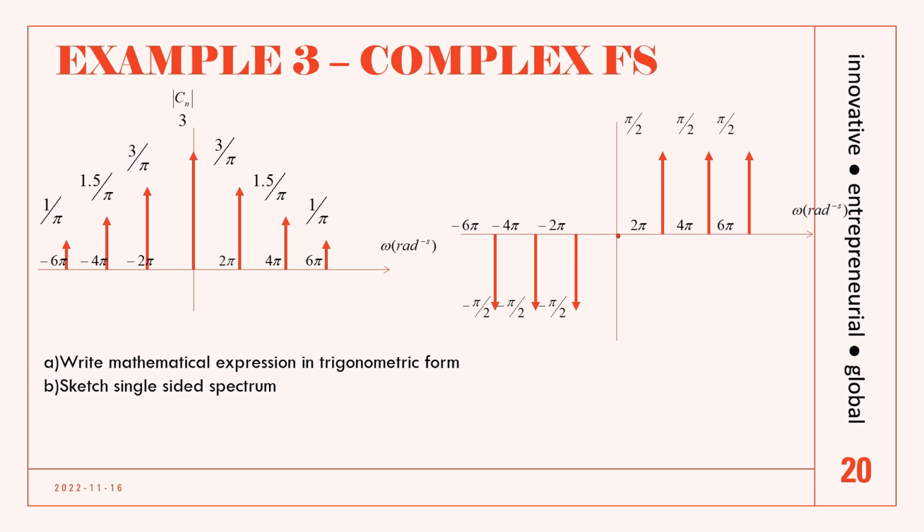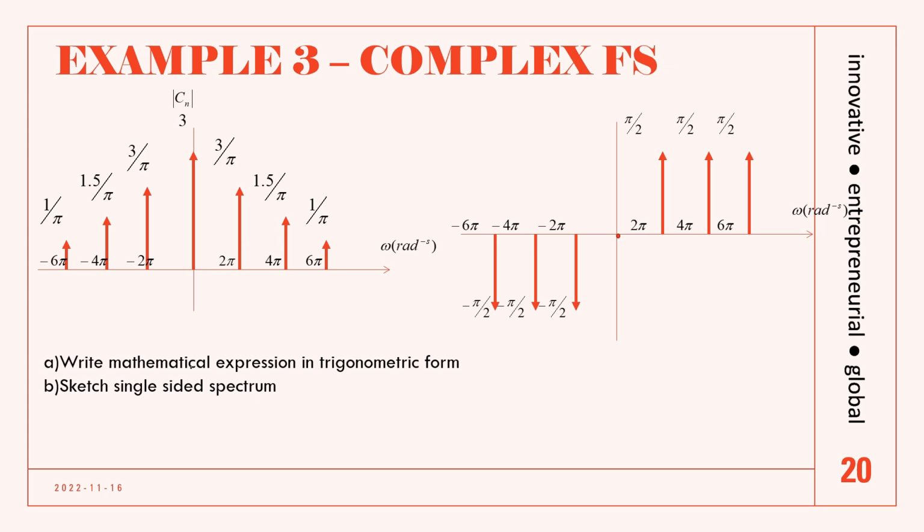Now let's do the other way around. There's also a possibility that they will ask you to sketch the signal, where they give you the spectrum. From this spectrum you need to sketch the signal. So how? It is just the other way around from example 2 that we have done just now.